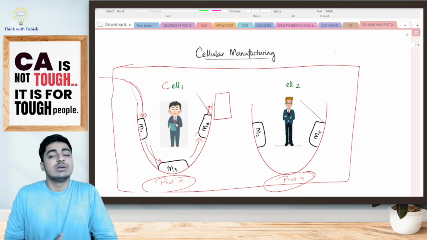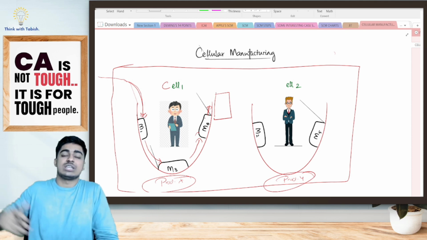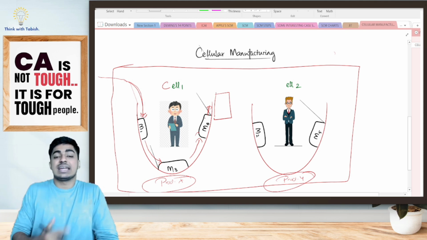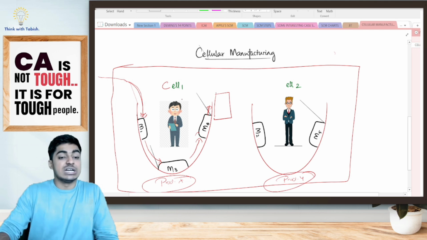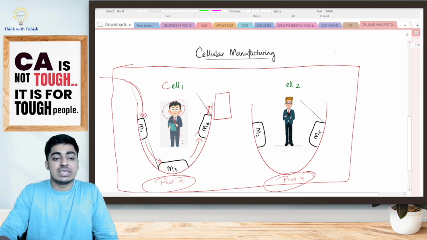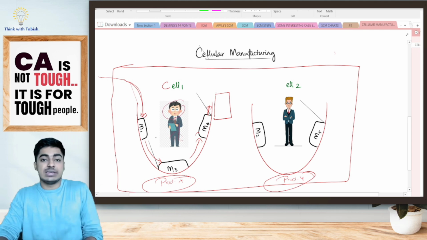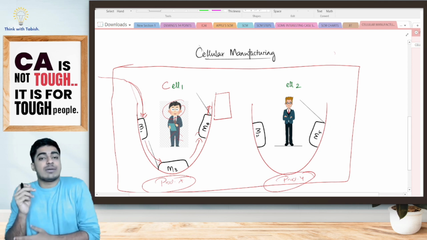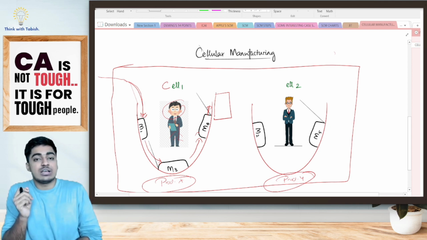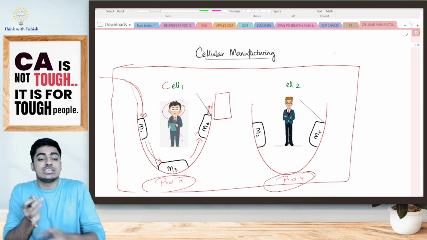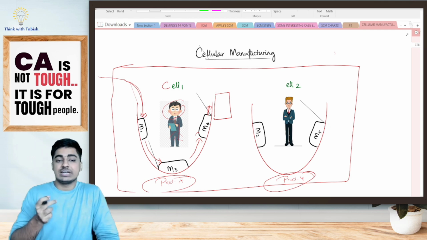So firstly, motion time is reduced, unnecessary movement is reduced. Second, unnecessary transportation is reduced. Thirdly, a supervisor can quickly identify where what is happening, which machine is having a problem. If the speed is not synchronized, which machine is having a problem could be quickly identified.